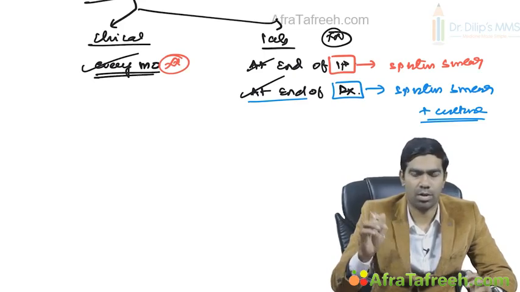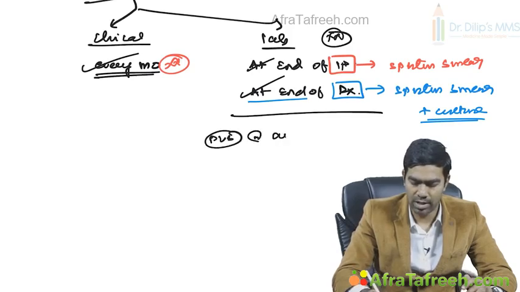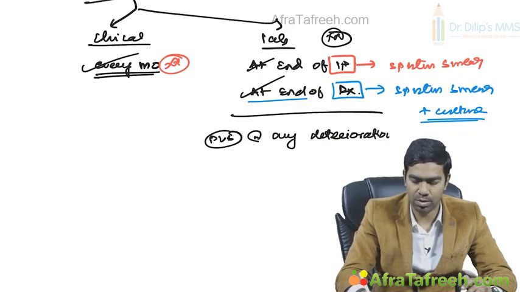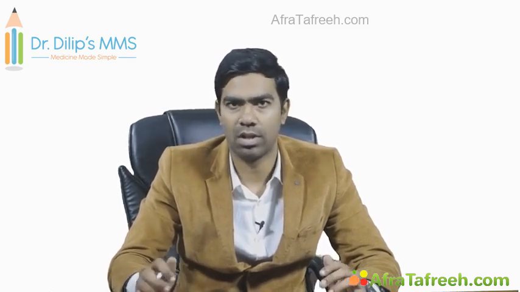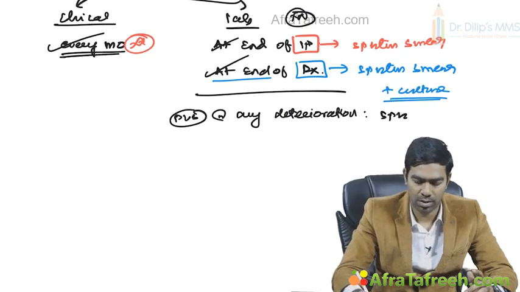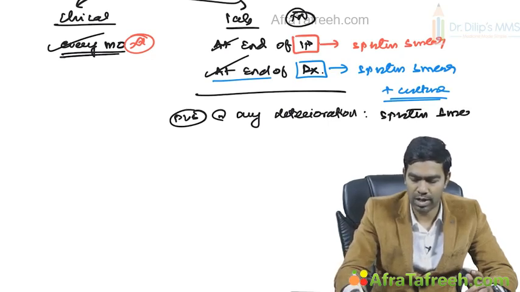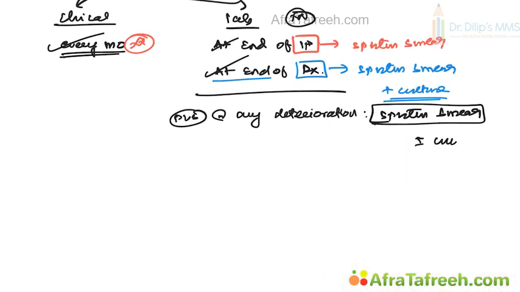And remember, at any point of deterioration in the patient, if the patient deteriorates or develops new symptoms after the completion of the intensive phase, during the continuation phase, if they develop fever, weight loss and all these things again, it might be a failure case. So you have to do an additional sputum smear. At any point of deterioration, you can do an additional sputum smear, plus or minus a culture, which is optional.